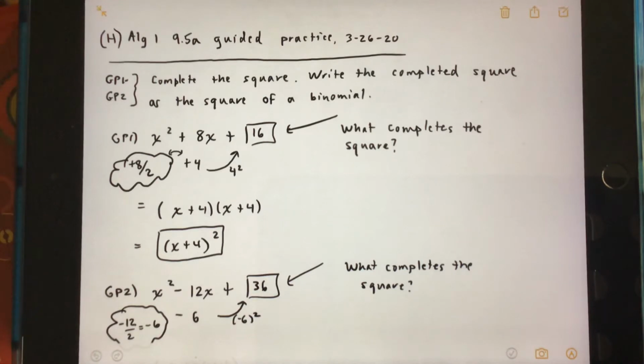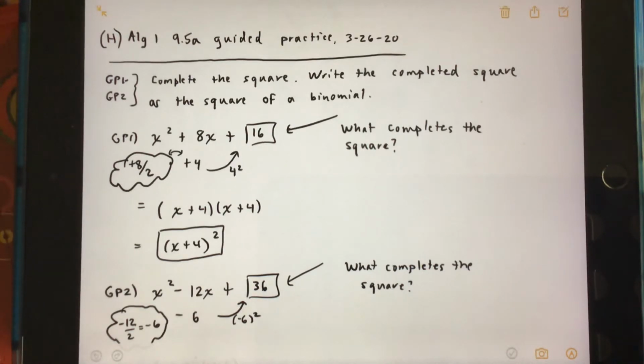Guided practice problems 1 through 5 will be for all of both classes. The very last problem, which will be number 5a, will be for Algebra 1 only. I'll remind you when you get there, so that if you're in College Prep Algebra 1, you'll know that you do not need to do that very last problem. Okay, so here we go.